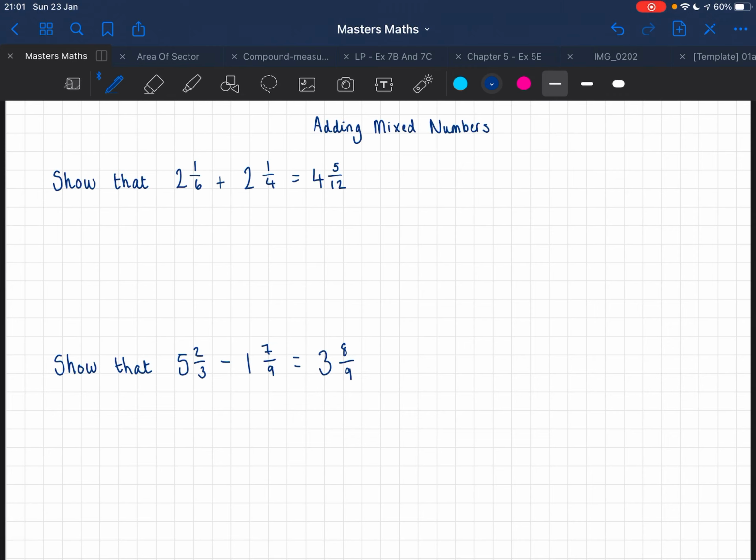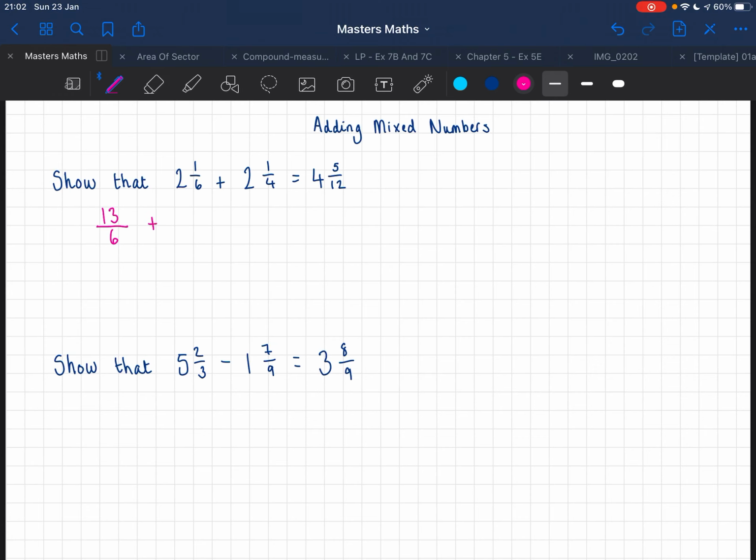So the first thing you want to do when you're adding a mixed number is change your mixed number into improper fractions. So we are going to take 2 and 1 over 6 and change it into an improper fraction. To do that, we multiply the 2 by the denominator, so by 6, and then we add on the numerator, so we add on 1. So 2 times 6 is 12, add on the 1 is 13. For now, our denominator is staying the same, so 2 and 1 over 6 becomes 13 over 6.